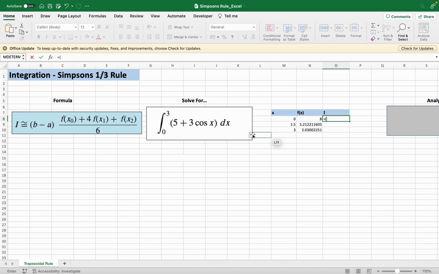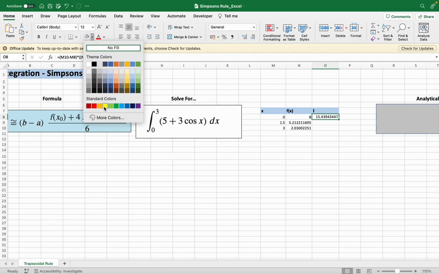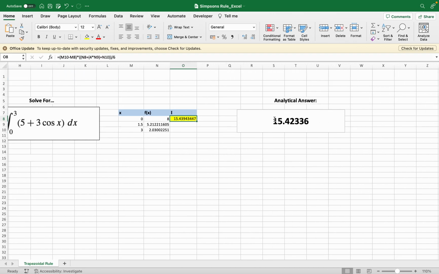So it's b, which is our upper bound, 3, minus a, which is our lower bound, which is 0 here, times f(x0), which is this, plus 4 times f(x1), which is this, plus f(x2), which is this. Then we divide that by 6, and we get the value for the integral, which is 15.439. Comparing that to the analytical solution here, it's close enough, where the analytical is 15.42 and we got 15.43. It's close, but not the same.